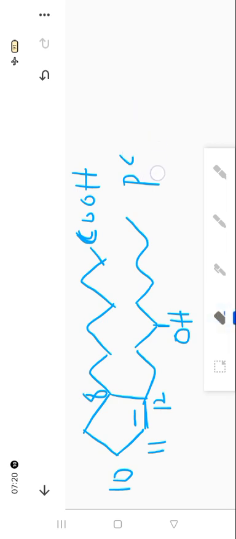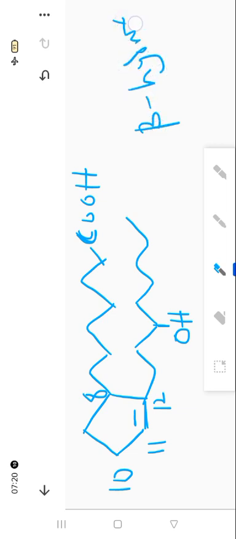All right, so the next class of prostaglandins we'll be looking at is prostaglandins D and E, right? So prostaglandin D and E, they are called beta hydroxy ketones. They are called beta hydroxy ketones. And why are they called beta hydroxy ketones?